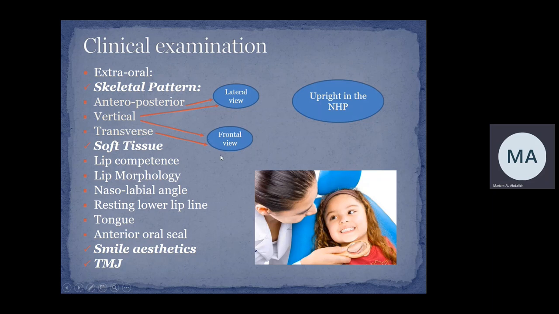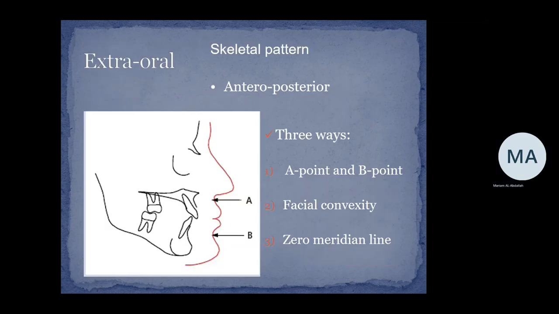If we face the patient and look at the frontal view, we can get information about the transverse skeletal pattern and the vertical skeletal pattern. It's important to seat the patient upright and in the natural head position. And of course, after that, we need to look for soft tissues: lip competency, lip morphology, fullness, nasolabial angle, resting lower lip line, tongue and swallowing patterns, smile aesthetics, and temporomandibular joint.